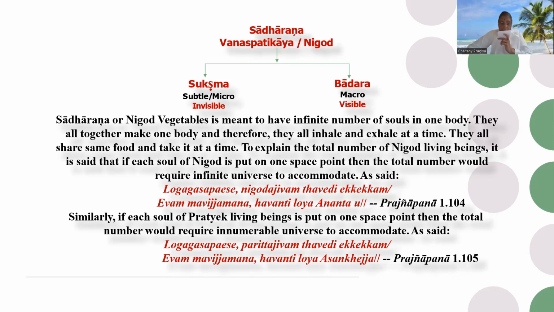They all together make one body, and therefore they all inhale and exhale at a time. They all share the same food and take it at a time. To explain the total number of Nigoth living beings, it is said that if each soul of Nigoth is put on one space point, then the total number would require infinite universes to accommodate, as said in this particular text.